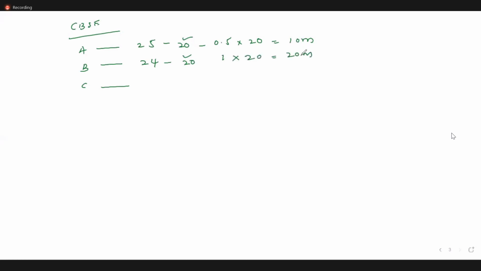Okay, and in section C, you are having 6 questions. You need to attempt 5 questions, 1 mark each. Okay, so that is 5 marks, 1 mark each.